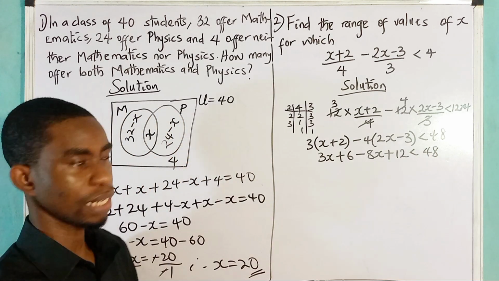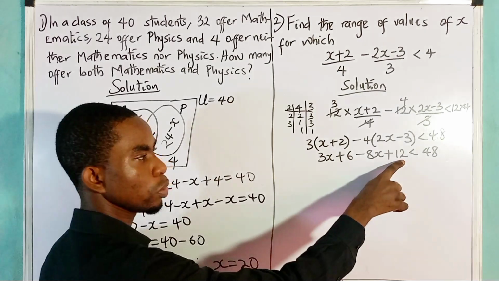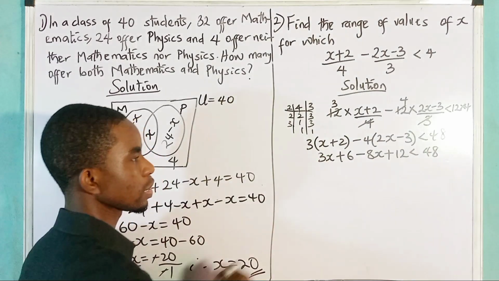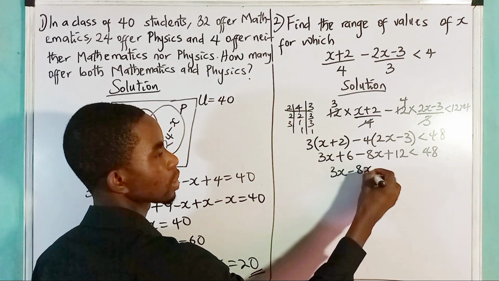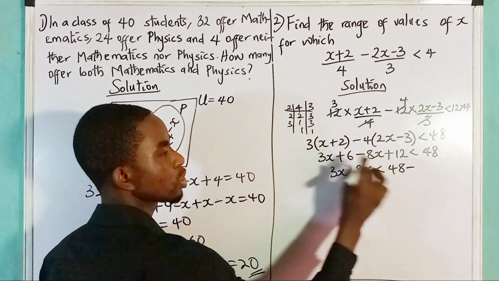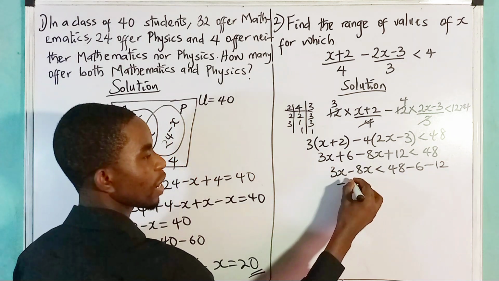Let's start collecting like terms, all right? I see that this is 6, 12 whole numbers, and then we have 48. So let's move 6 and 12 to the right hand side. Here we are left with 3x minus 8x is less than 48 minus this 6 minus 12, and then this is minus 5x.